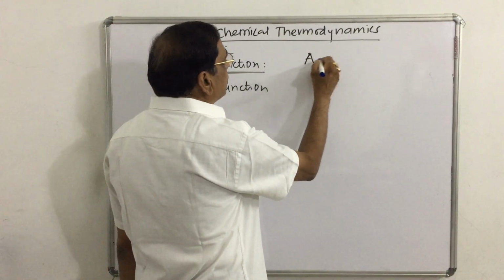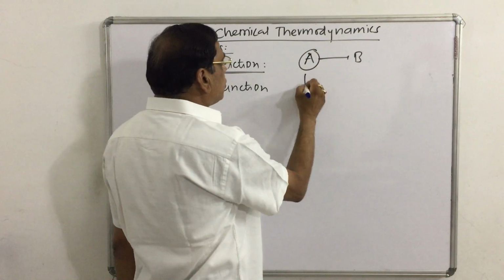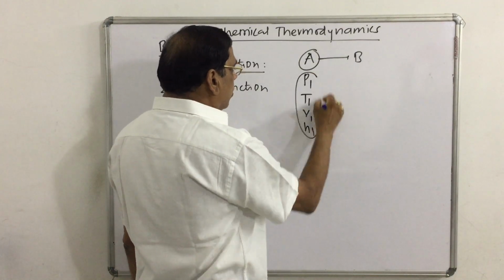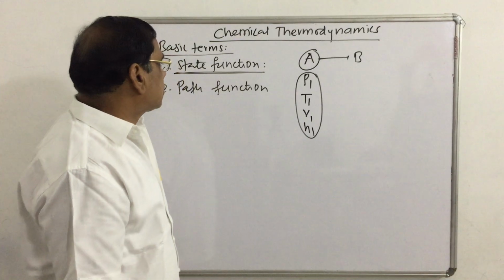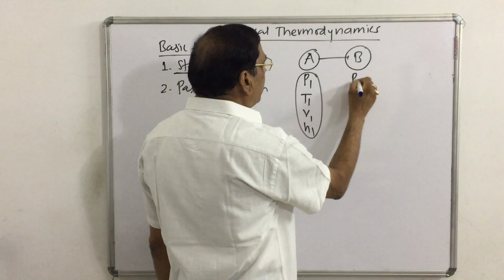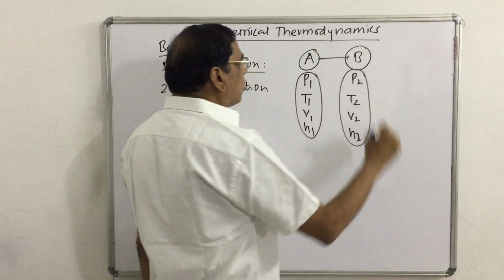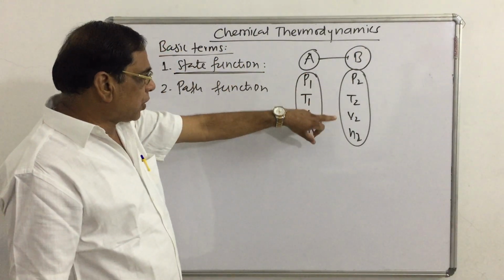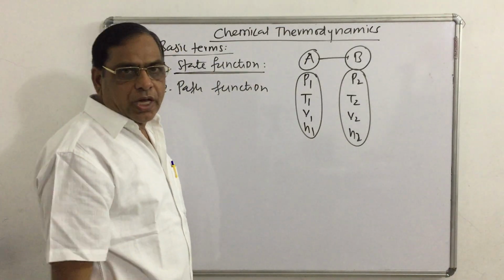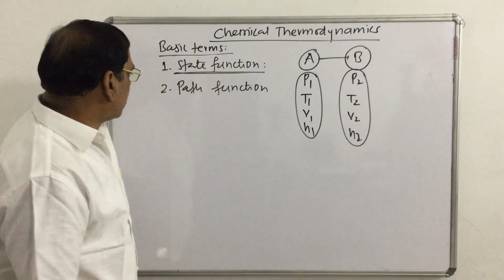For example, a system going from A to B. State A is described by using known values of pressure, temperature, volume, number of moles, and these functions are called state functions. State B is described by P2, T2, V2, N2, that is the known values of pressure, temperature, volume, number of moles. These functions which are used to describe the state of the system are called state functions.